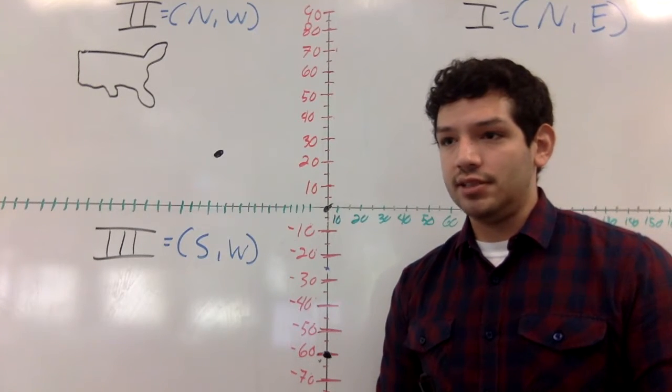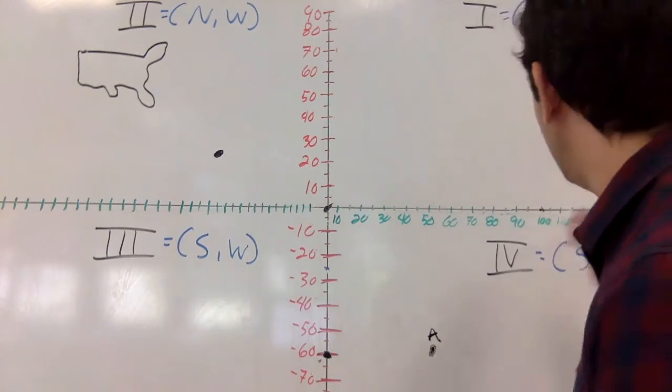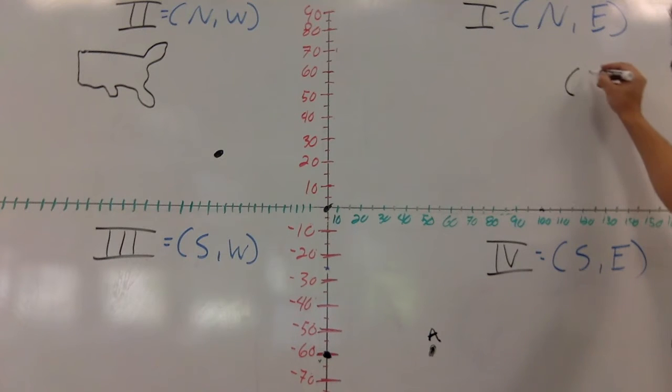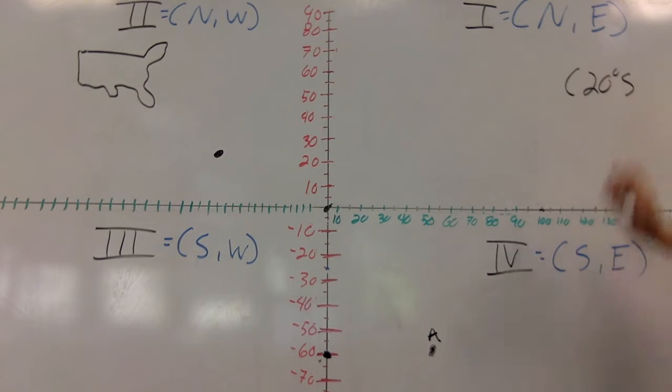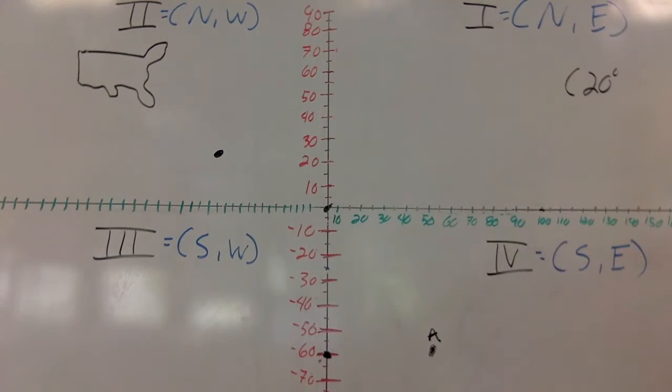So if I ask you, find me 20 degrees north and negative 60 degrees west, okay?